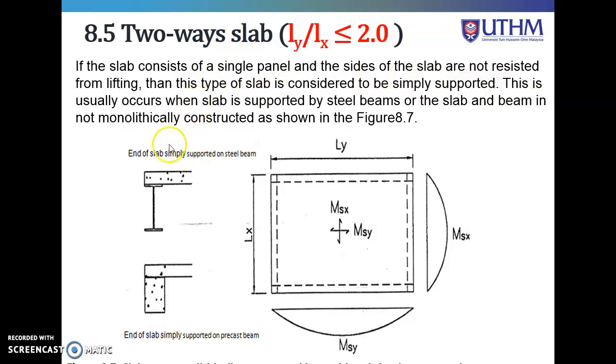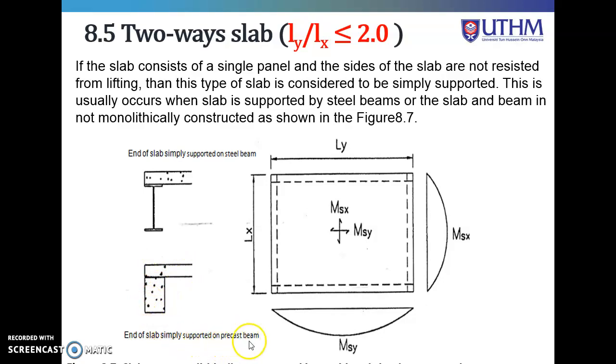Okay, maksudnya ini adalah contoh bila mana slab supported by the steel beam. So ini kita consider sebagai simply supported. Ataupun bila mana dia punya beam is not monolithically constructed. Maksudnya dia bukan buat satu. Okay? Ini lain, ini lain.